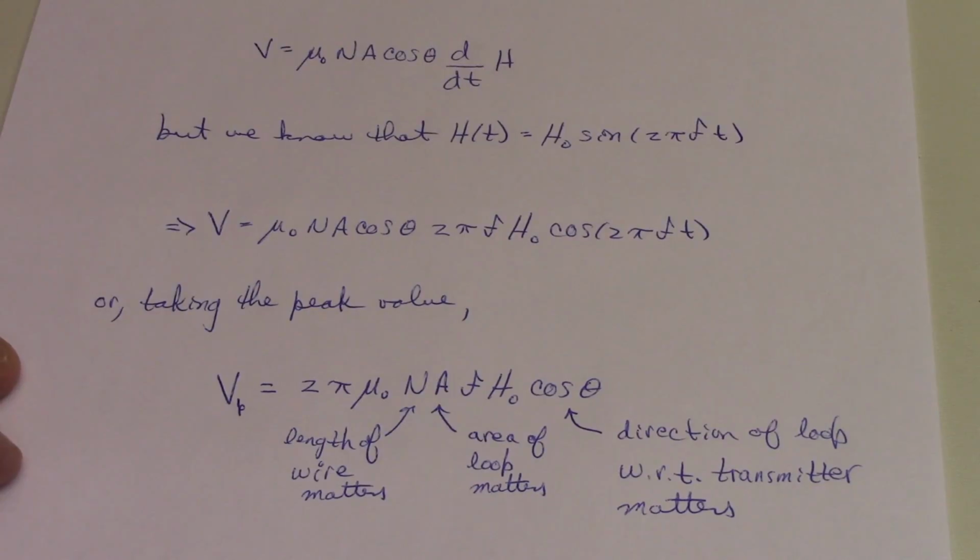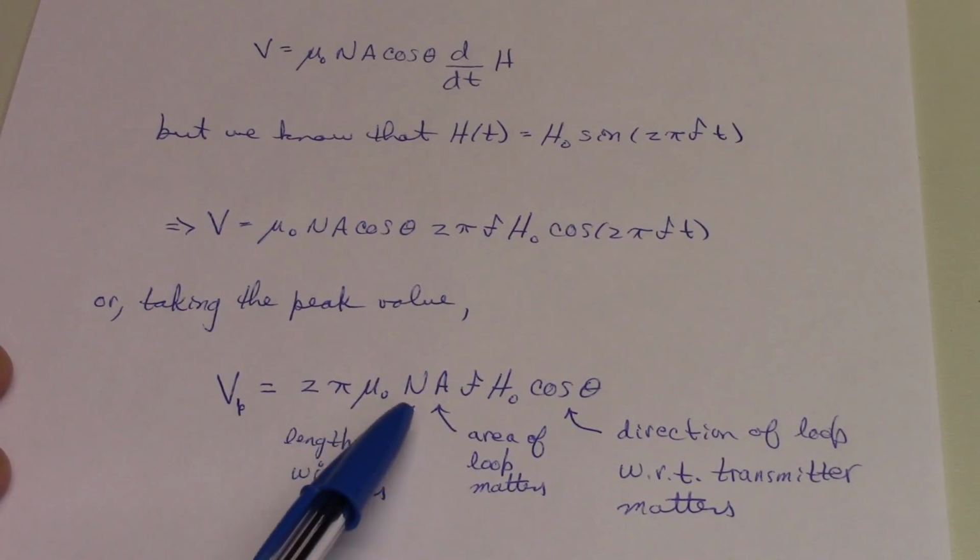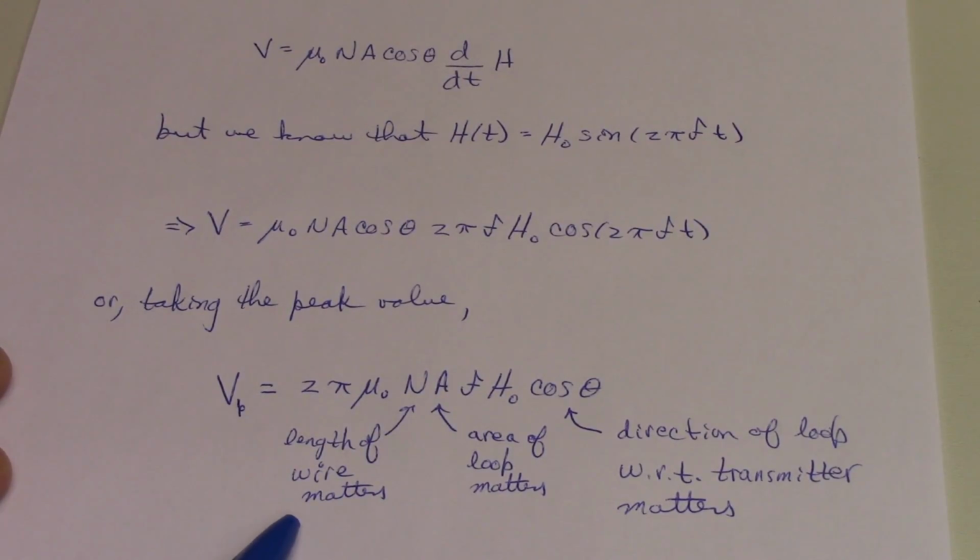And the physics in this is as follows. The cosine of theta reminds us that the direction of the loop with respect to the transmitter matters. This is why you can use loops for direction finding. The size of the loop, the area of the loop, matters, and the length of the wire in the loop matters.